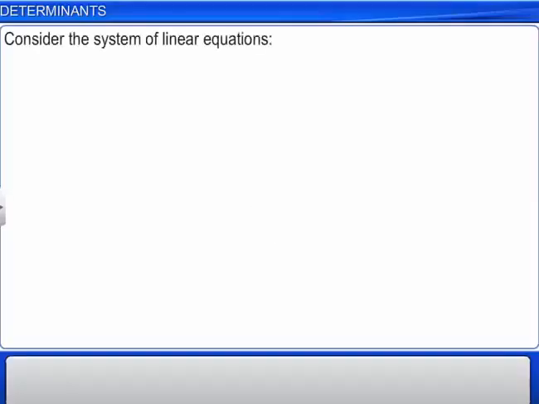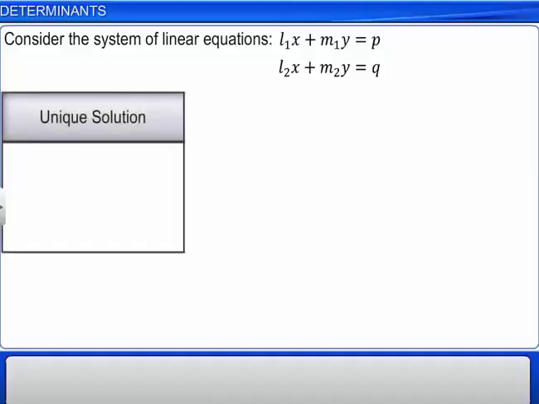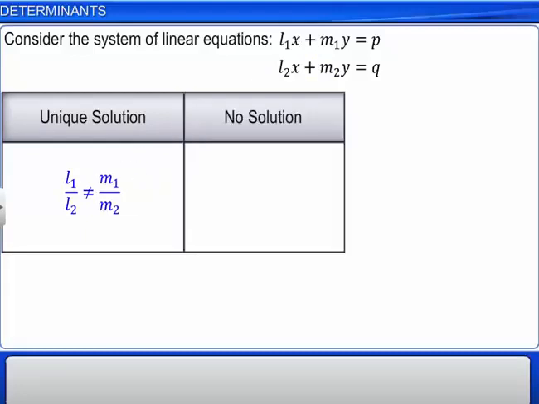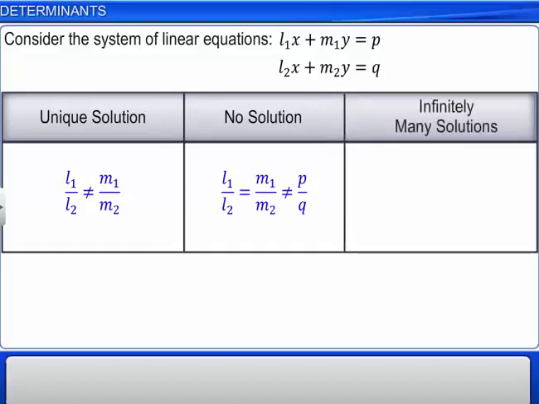Take a look at the system of linear equations L1 x plus M1 y is equal to P, and L2 x plus M2 y is equal to Q. This system of equations can have a unique solution, no solution, or infinitely many solutions. Let's discuss the case when the system has a unique solution.